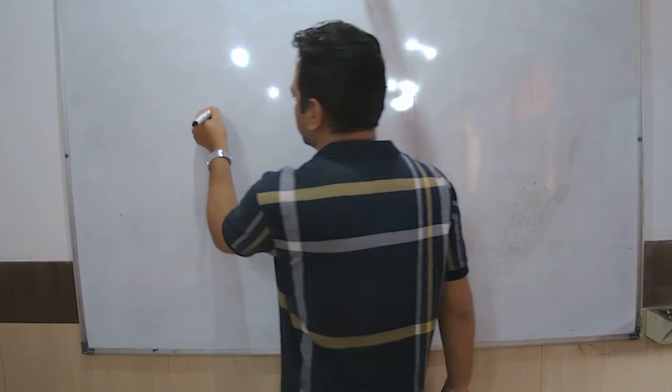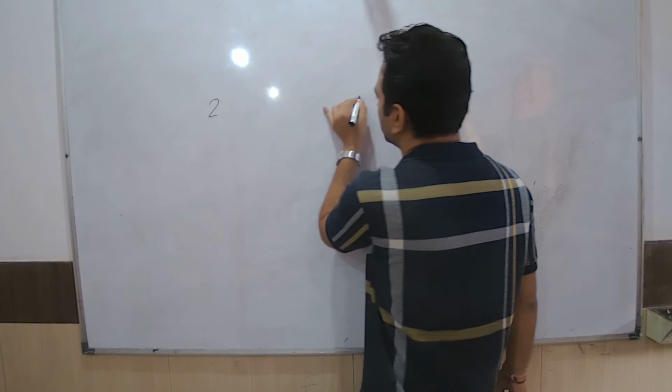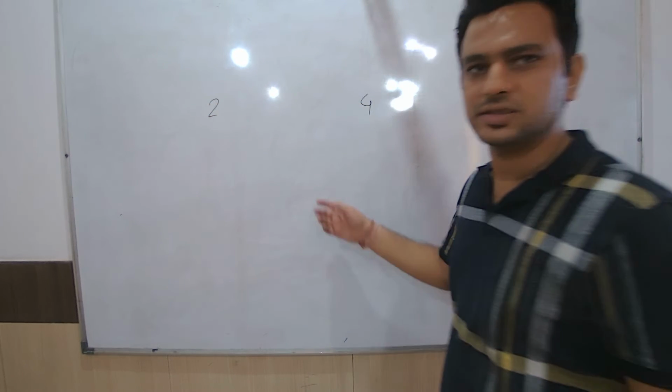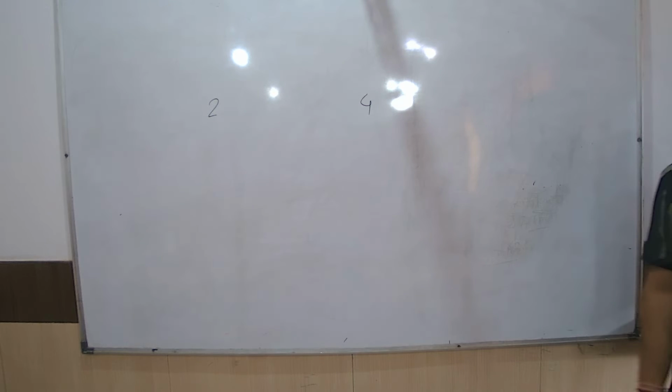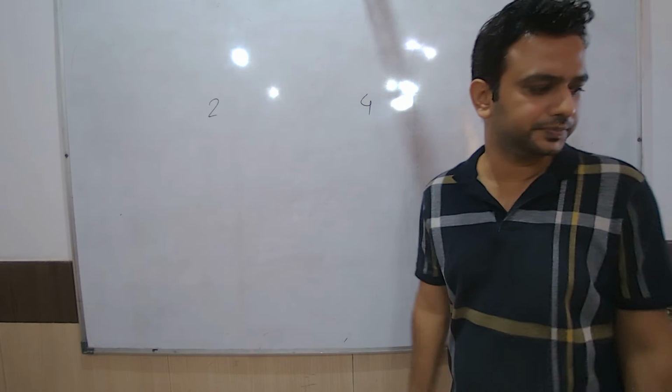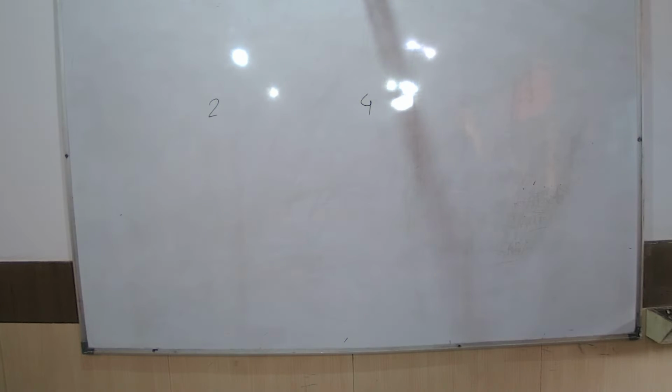So let's say I have 2 and 4, okay, this was discussed in the exam. I want to insert one number between 2 and 4, okay. You people did not sign, I did. Okay, so sign it.